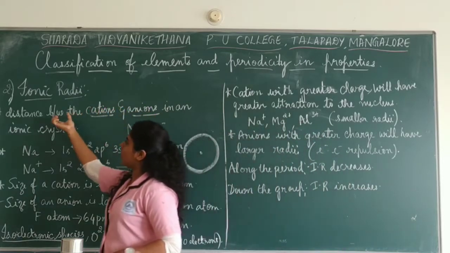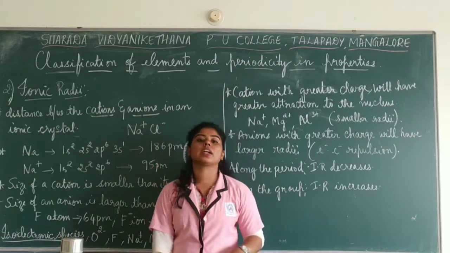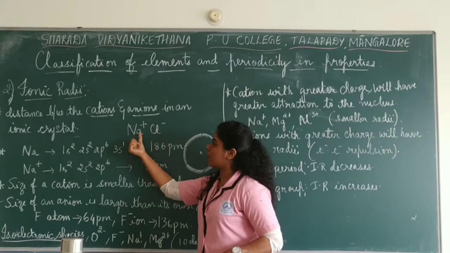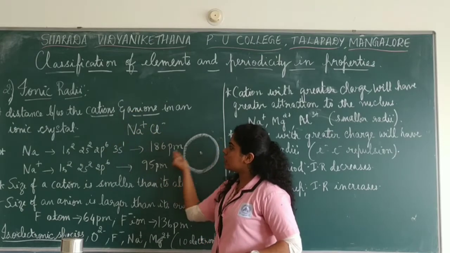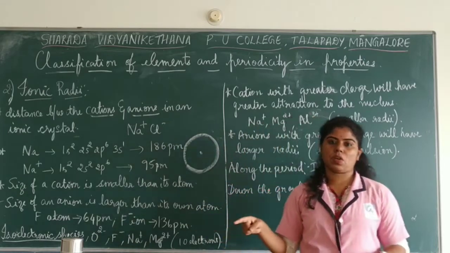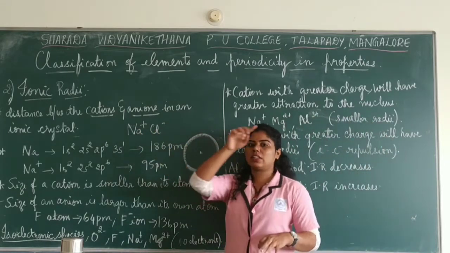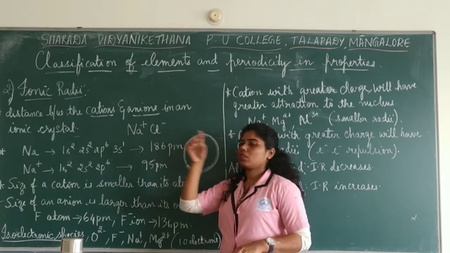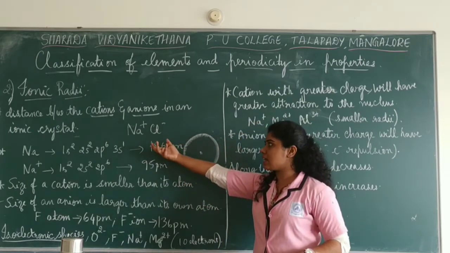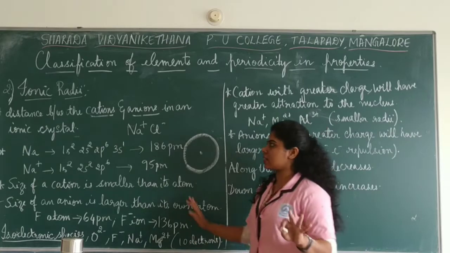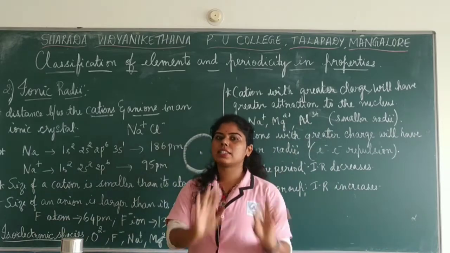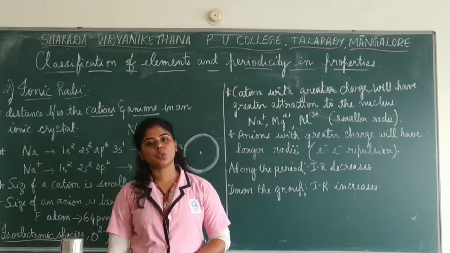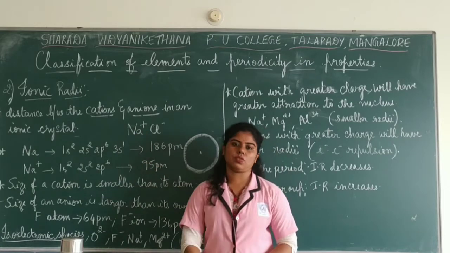So the distance between the cation and an anion in an ionic crystal. Now suppose you have sodium chloride that is formed by an ionic bond. So you have a cation and an anion. The distance between the nuclei of these two, half of it gives you the radius, that becomes the ionic radii. Is this clear? Just like how you have the atomic radii, in the same way this is for ions. You take half of the distance between the nuclei of the two ions here, in an ionic crystal.